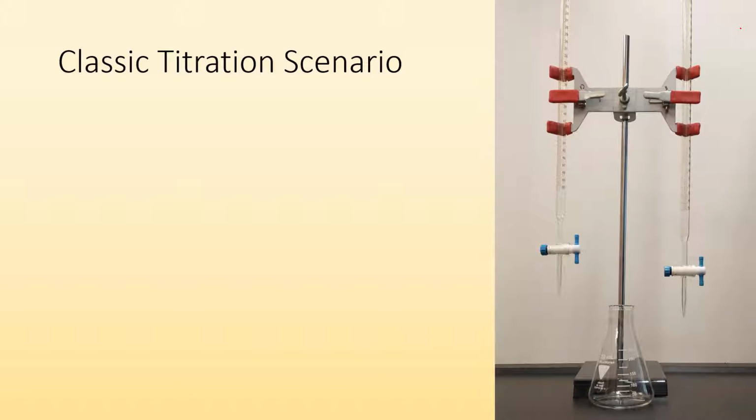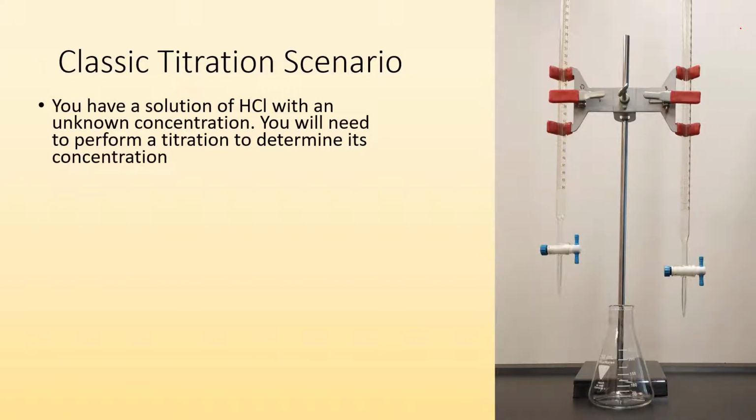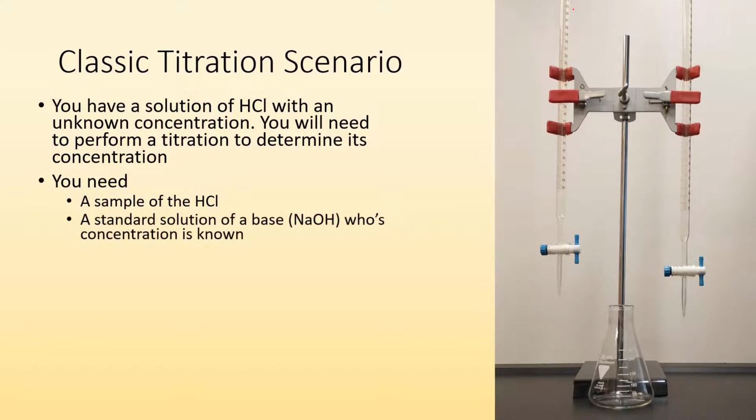So here's a classic scenario. You have a solution of HCl with an unknown concentration. You'll need to perform a titration to determine its concentration. So the things you're going to need are a sample of the HCl, a standard solution of a base, like sodium hydroxide, whose concentration is known, and a pH indicator that will change color.